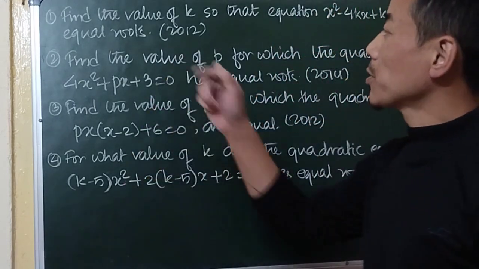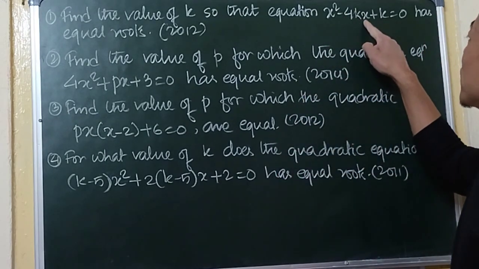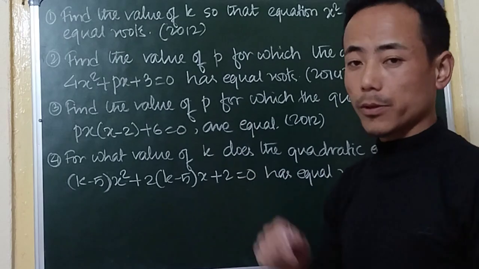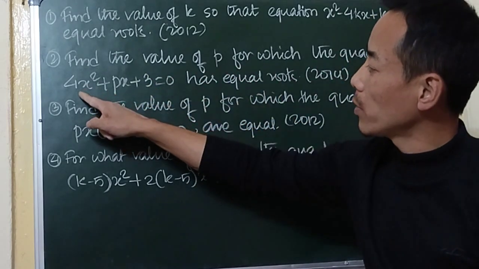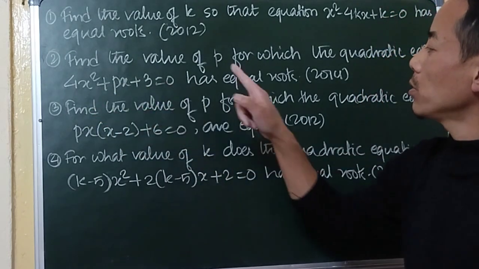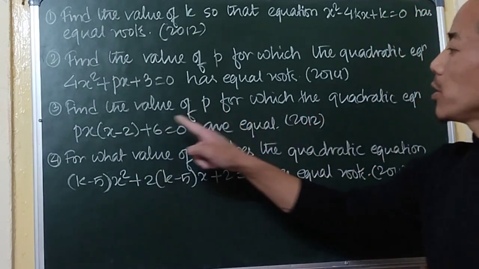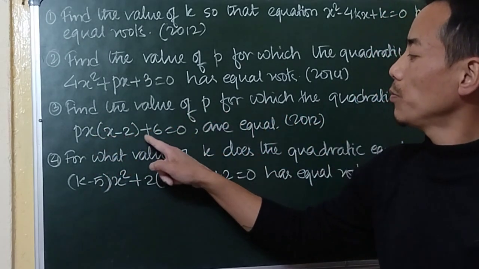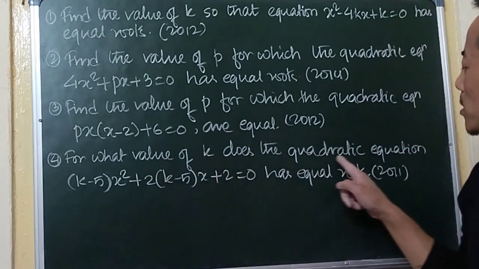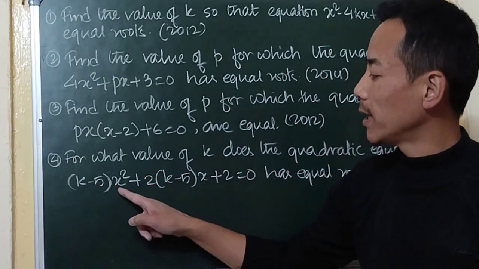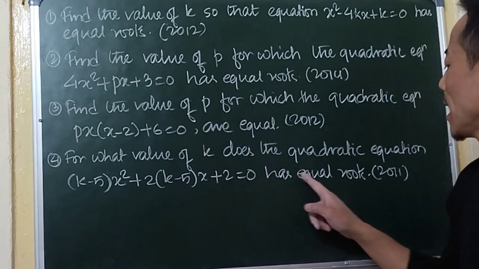All right. So the first question: find the value of k so that equation x square minus 4kx plus k equals to 0 has equal roots. The second question: find the value of p for which the quadratic equation 4x square plus px plus 3 equals to 0 has equal roots. Question number 3: find the value of p for which the quadratic equation px(x minus 2) plus 6 equals to 0 has equal roots. And the last question is: for what value of k does the quadratic equation (k minus 5)x square plus 2(k minus 5)x plus 2 equals to 0 have equal roots?